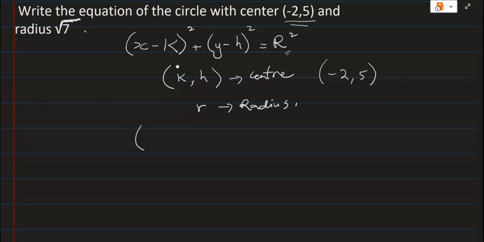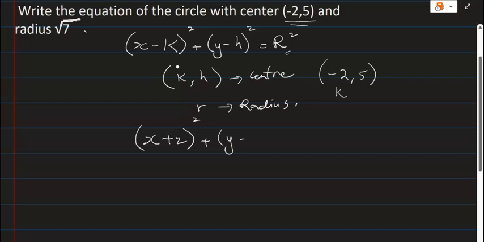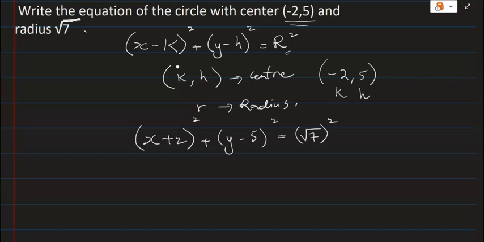So what do we have? We have x minus -2 becomes plus 2, because that's minus (-2) squared, plus y minus 5. So this is your h, that's your k, okay? And that is 5, all squared. Radius is √7, so I want to write it as √7, and then we have to square that. Now let's simplify that.